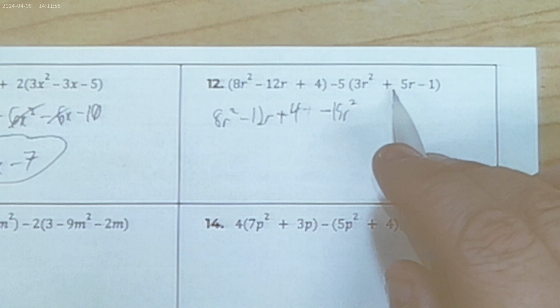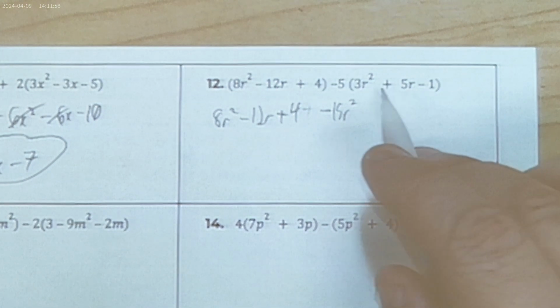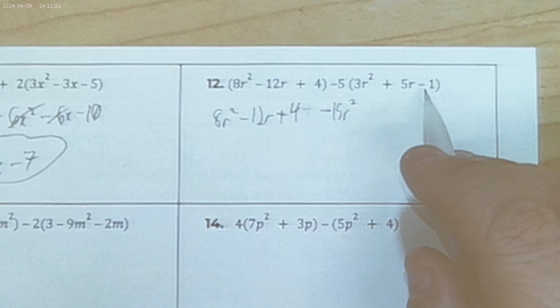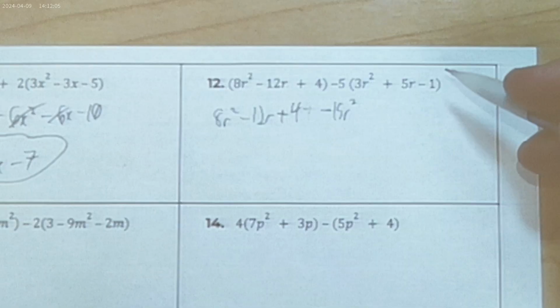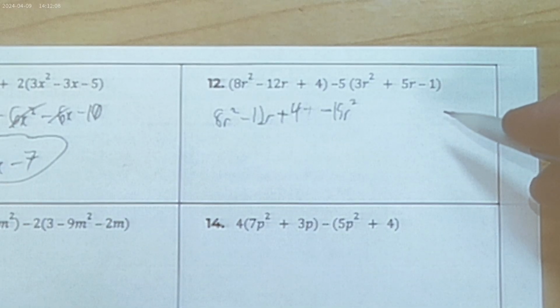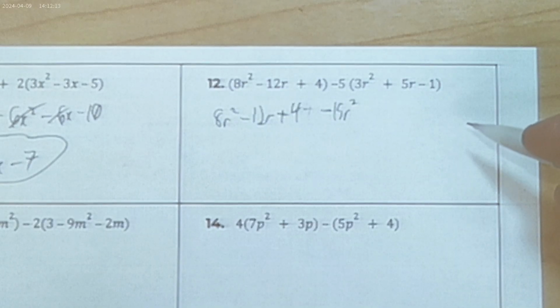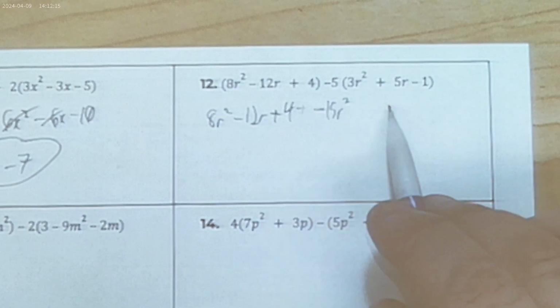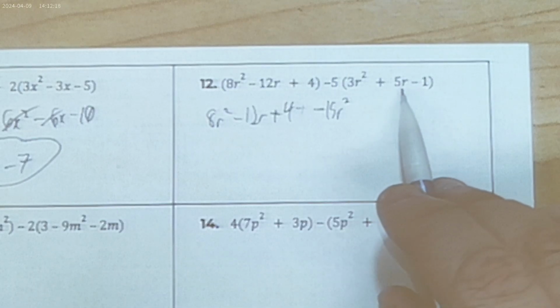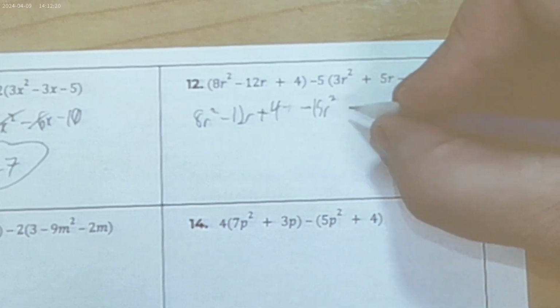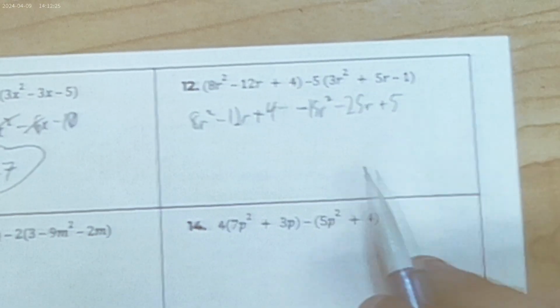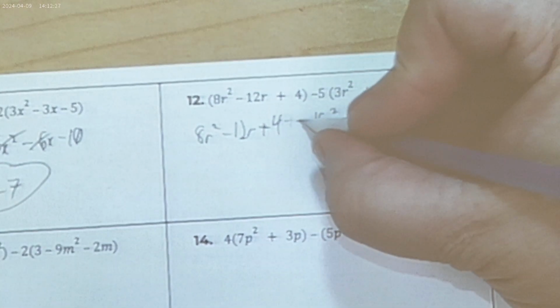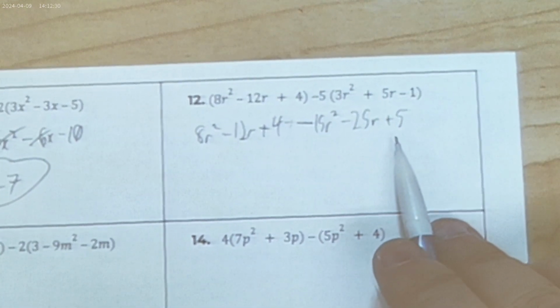Let's see. Oh, okay. So basically, it just means that I'm going to do plus 5 at the end. I think I thought I was doing a shortcut, but I basically just made it so that I'm doing plus 5 at the end. All right. So minus 5 times plus 5 is going to be minus 25r, and then plus 5. All that work, just so I could have plus 5 at the end.